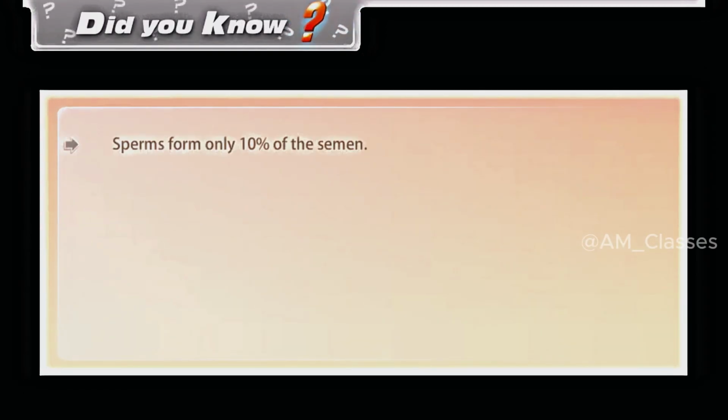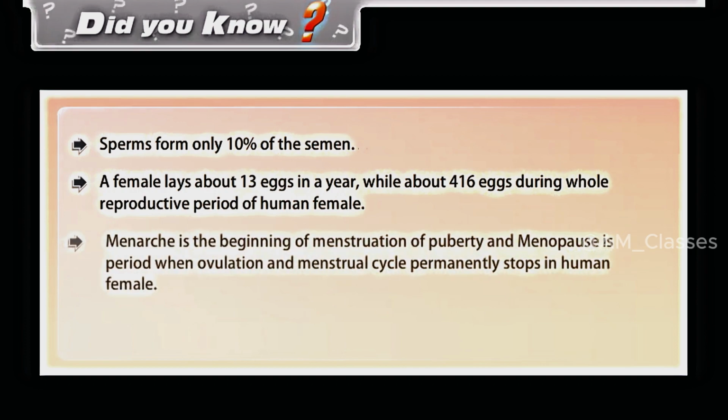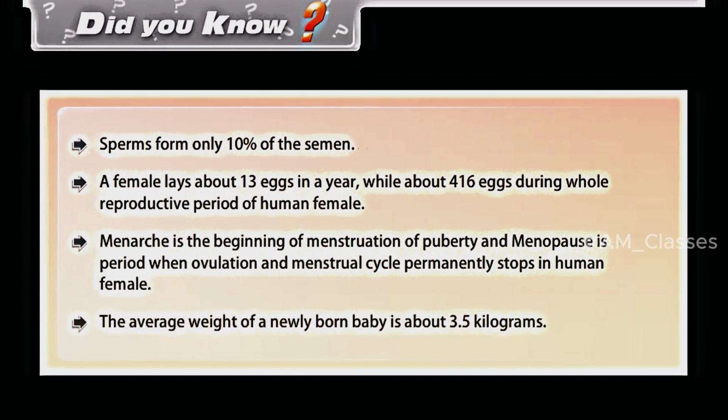Did you know the sperms form only 10% of the semen? A female releases about 13 eggs in a year, while about 416 eggs during the whole reproductive period of a human female. Menarche is the beginning of menstruation at puberty, and menopause is the period when ovulation and menstrual cycle permanently stop in human female. The average weight of a newly born baby is about 3.5 kilograms.